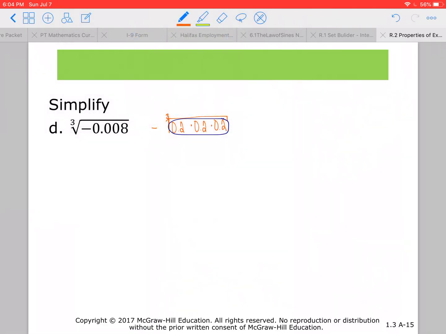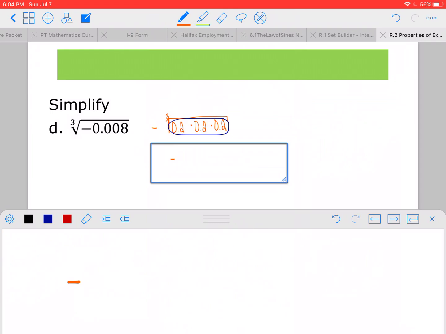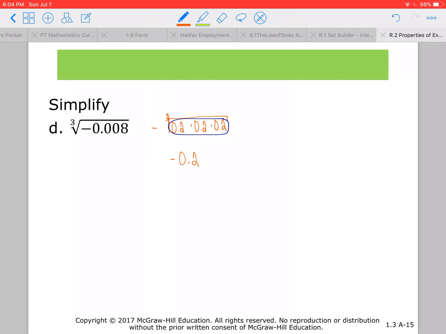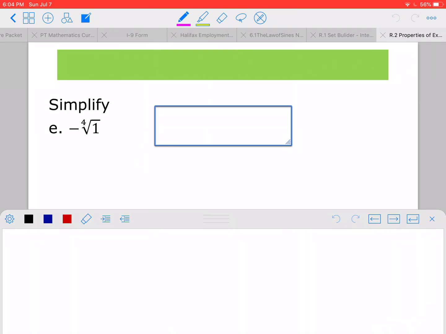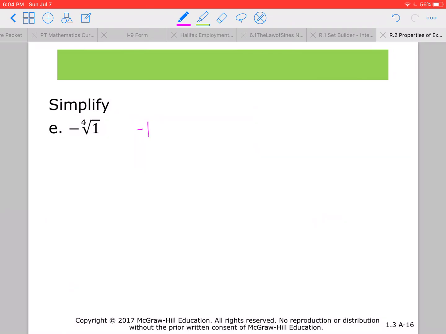And so this will give us negative, since we've got 3 of them, 0.02. This time the negative's on the outside, so that's all good. Any root of 1 is just going to give us 1, okay? 1 times 1 times 1 times 1, bring it out, you're good. So the negative's on the outside, and we're just left with 1. So negative times the fourth root of 1 is just negative 1.